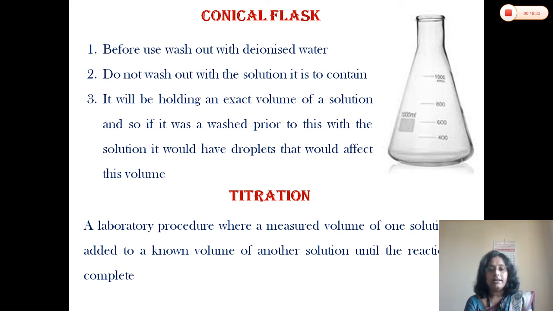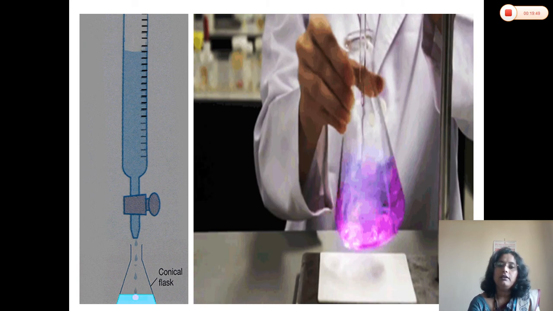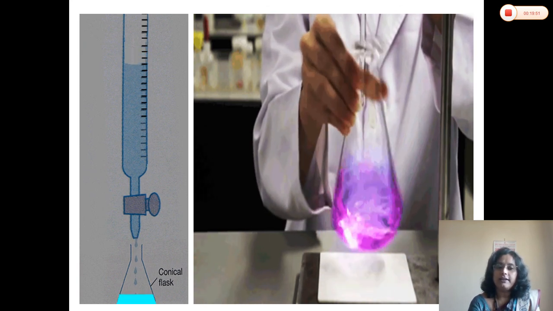So this is all about the titration. It is a laboratory procedure where a measured volume of one solution is added to the known volume of another solution until the reaction is complete. So how are we going to perform the titration to get the accurate reading?